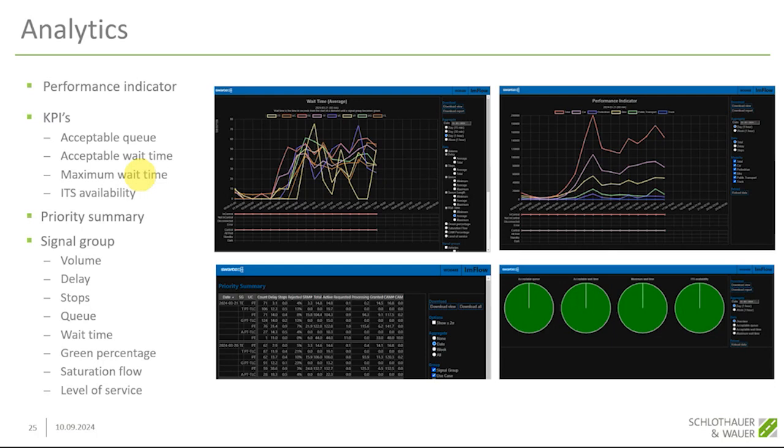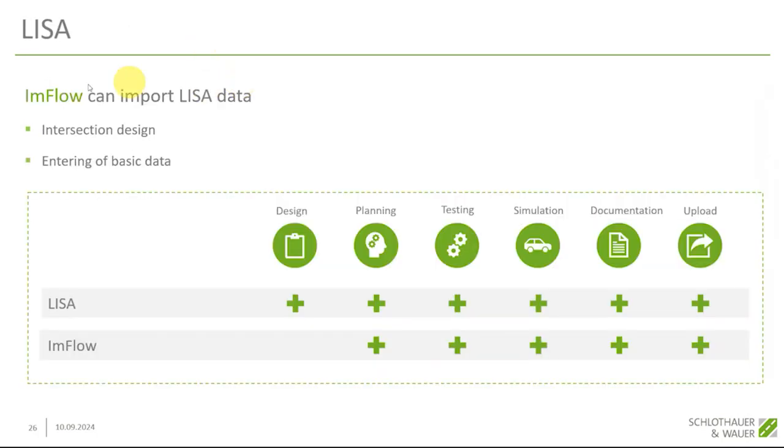Where does Lisa come into play in this whole thing? So we have Lisa as a basic configuration tool where we can design the intersection. This planning can then be taken over either to Vissim or directly to ImFlow. So we can do some basic configuration of the signals and stuff like that, but still the main part will be done in ImFlow. But if you have some existing basic data, this could also be a starting point for your ImFlow configurations.